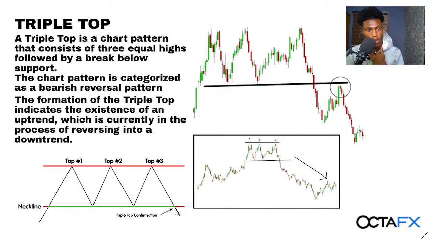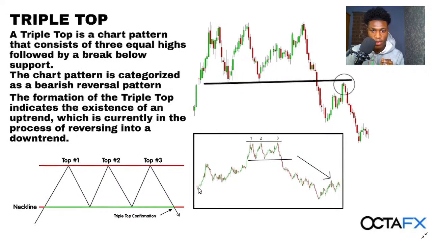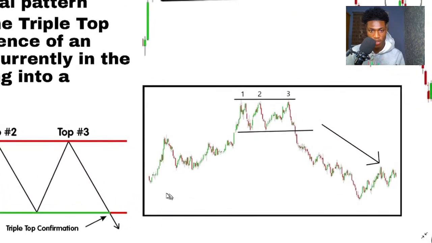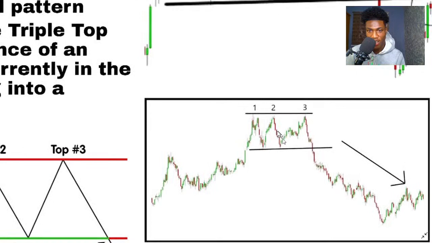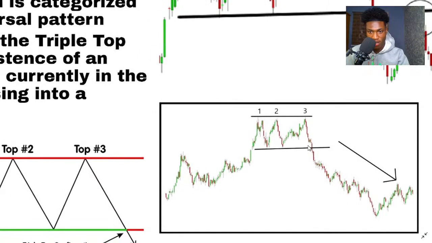The formation of the triple top indicates the existence of an uptrend. And let me use this for example purposes, right? This is an indication of an uptrend, right? But then the triple top is going to tell you that this uptrend is currently in the process of reversing into a downtrend. 1, 2, 3. Price broke out from the support level and went straight down.